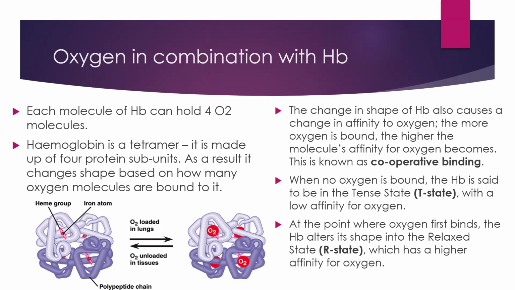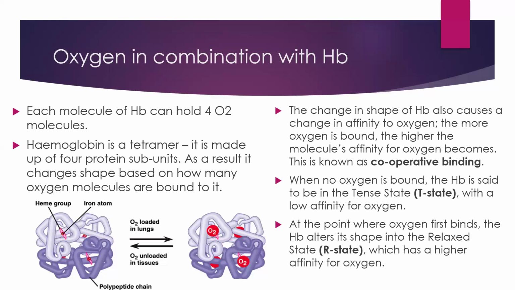So the more oxygen is bound to the hemoglobin, the higher the affinity of hemoglobin for oxygen. This is called cooperative binding. The first oxygen that binds to hemoglobin makes the subsequent binding of oxygen faster, because there's increased affinity of hemoglobin for oxygen.